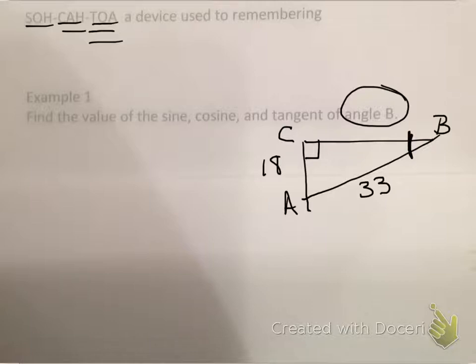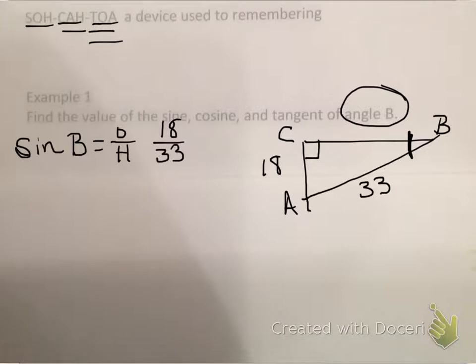So if I'm going to find the sine of angle B, then I need to remember my acronym that is opposite over hypotenuse. Opposite of B is 18, and the hypotenuse is 33. Now that will reduce. They're both divisible by 3, and so that would leave me 6/11. You should always reduce your fractions.